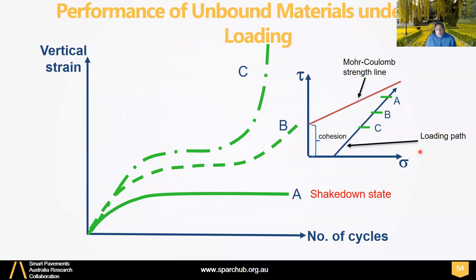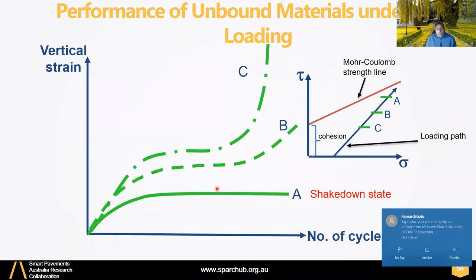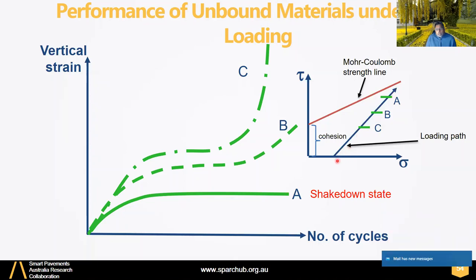depending on the stress level of the material, for unbound materials, your rutting, the vertical strain, with number of cycles, so that means rutting on the y-axis and the number of cycles on the x-axis, the sort of behavior can vary. Here's an example where loading is done in this path. A is the kind of loading which comes very close to this failure line. Remember, we discussed the failure line. So it comes very close to it.